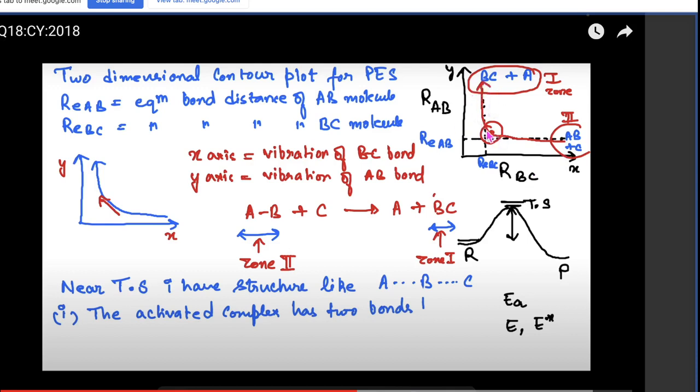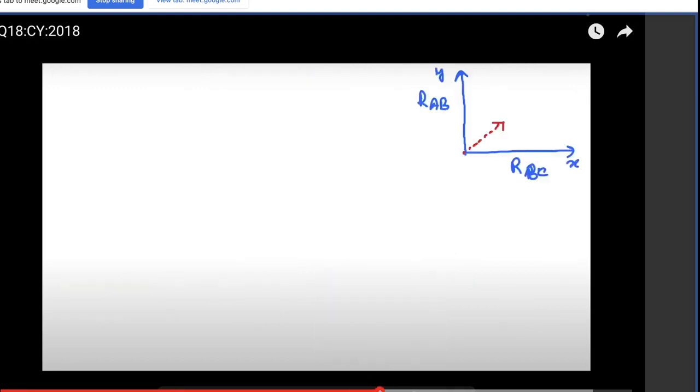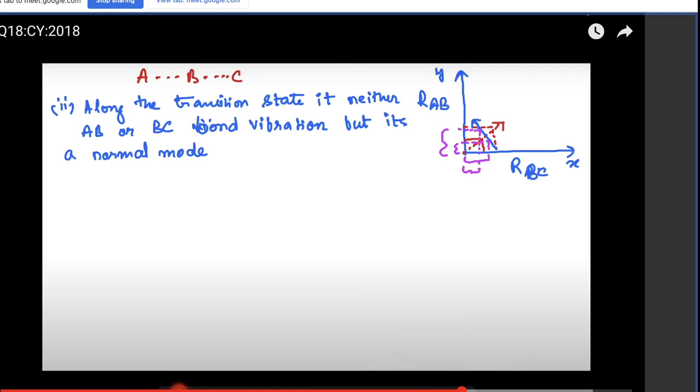The contour plots intersect here, and that is what we call the crossing point for my transition state. We need to find out what kind of motion my transition state is doing here. If I follow the reaction path, it will be along the diagonal, something like this red arrow. This red arrow shows the symmetric vibration, because in this ABC transition state neither any bond is formed nor any bond is broken, correct?